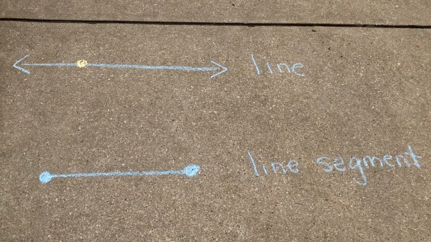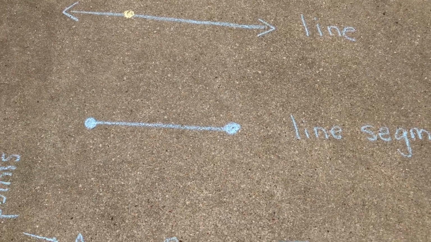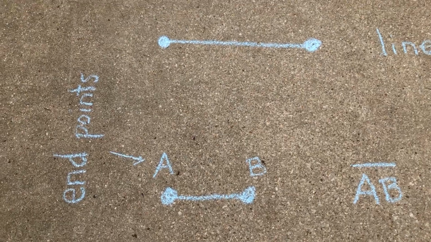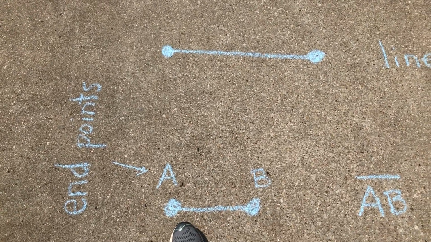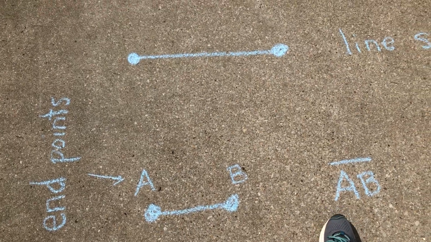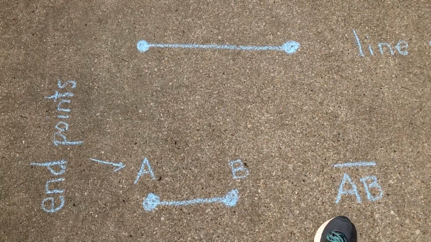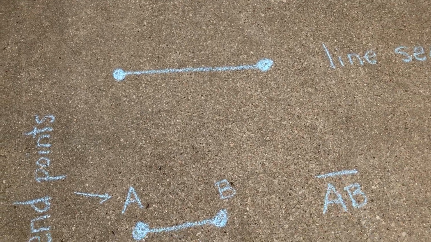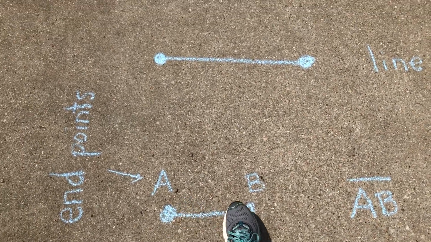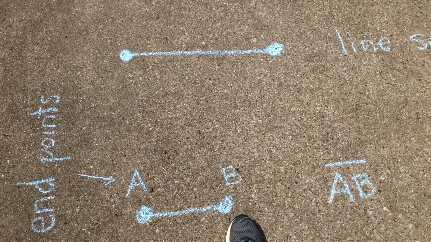Line segment, okay? Now, what's cool about this, and we're going to get started on this later, is that you can name line segments. So often they'll have letters of the alphabet. So for example, this would be called line segment AB, and we just name it from the 2 points that it has, AB, and we put a little line over it. If it has endpoints, it's called a line segment, okay?